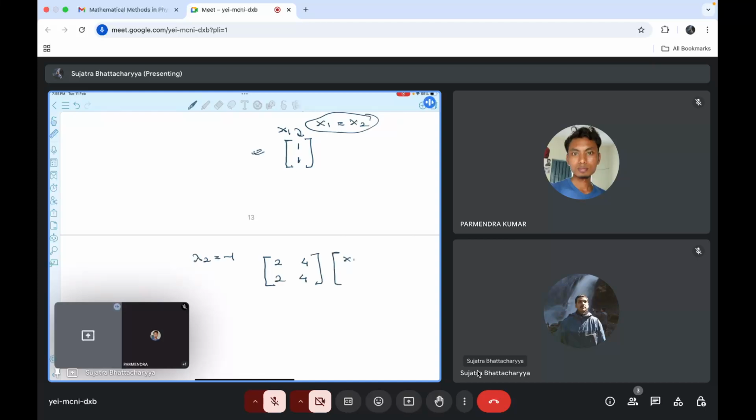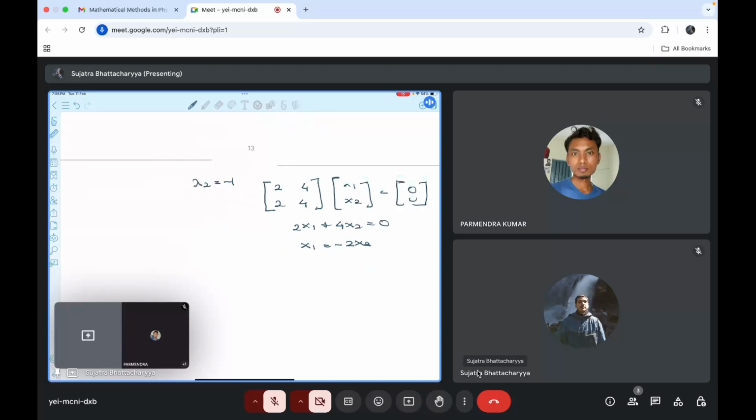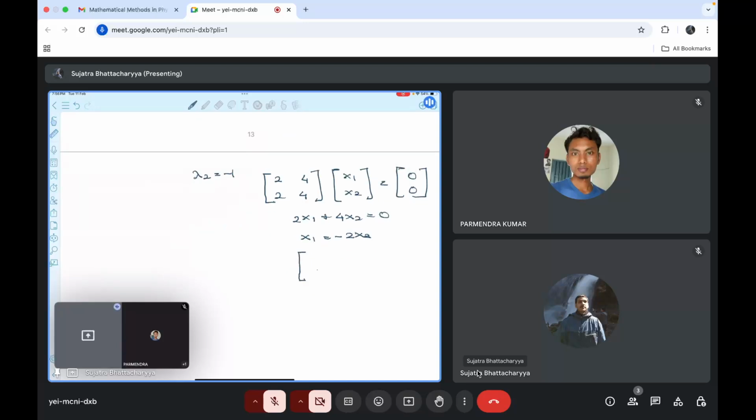Just check. It will be like this. Put that equal to 0, 0. So you get 2x1 plus 4x2 equals 0. So what you get is x1 is equal to minus 2x2. So I choose x2 as 1 and this is minus 2. So this is your second eigenvector x2 corresponding to lambda 2 is equal to minus 1.